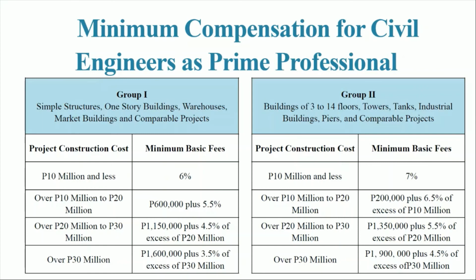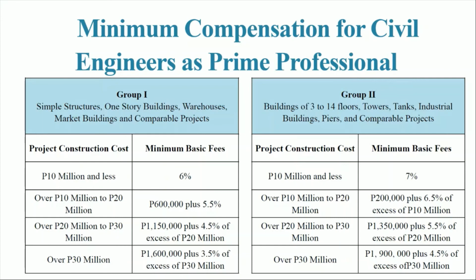For the 30 million and above, we have 1,600,000 pesos plus 3.5% of the excess of the 30 million project. So for group 2 here, we have buildings of 3 to 14 floors. We have towers, tanks, industrial buildings, piers, and other comparable projects. With the same construction cost, our minimum basic fees respectively would be 7%, 200,000 pesos plus 6.5% of the excess of the 10 million pesos.